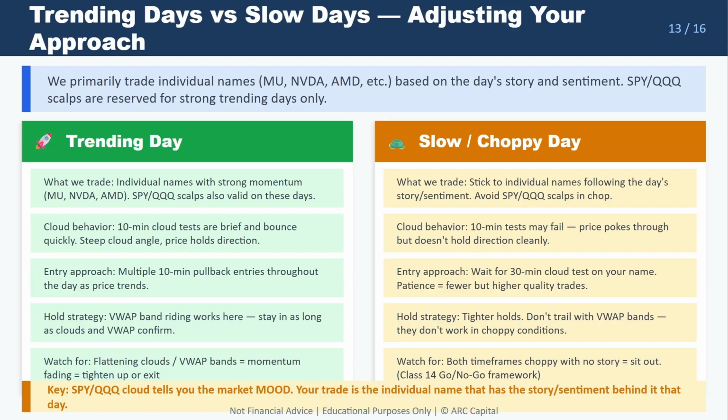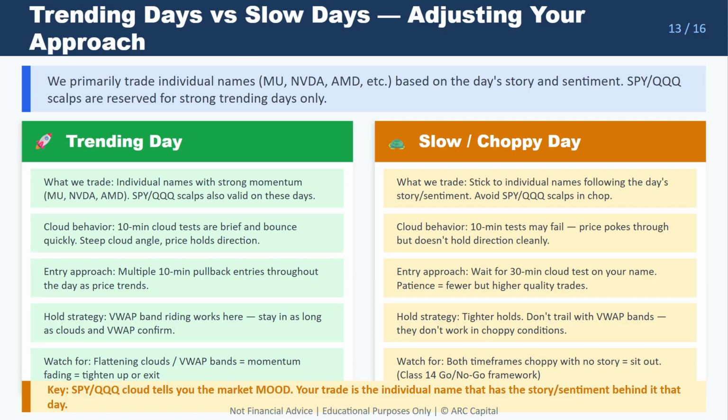We either have to tighten up the position or exit the position. Now, slow and choppy days, what we trade. Stick to individual names following the day's story slash sentiment and avoid SPY and QQQ. Usually, the cloud behavior on these days, the 10-minute test fails. You'll see many fake trends. Now, this just means you'll see price try to break out and then just fall right back into that choppy range. And I'll give you guys multiple examples of this. Price pokes through but doesn't hold, directionless essentially.